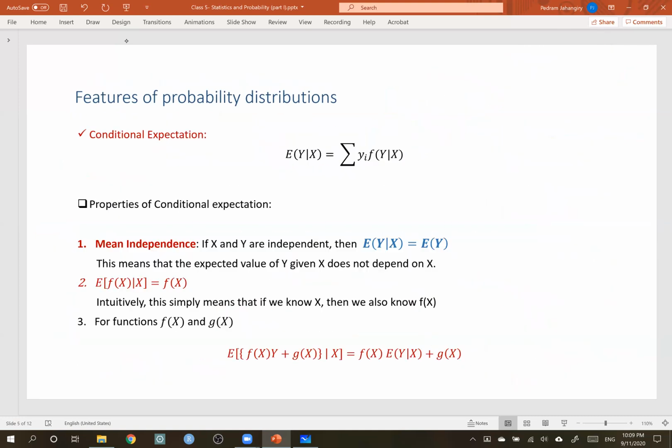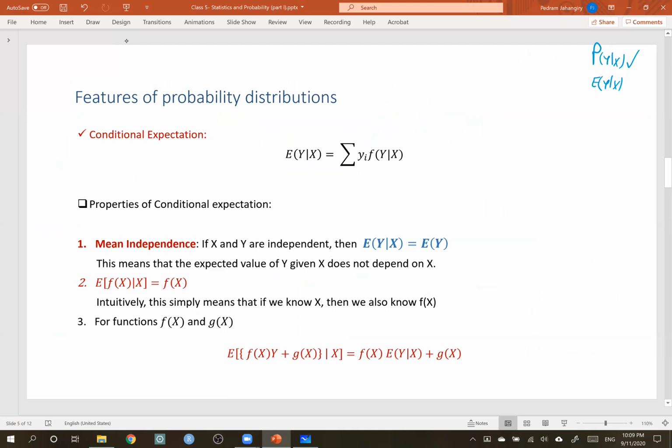Okay, now we know what is the definition of expected value and the properties of expected value. Let's talk about the conditional expectation. Remember, we know what is conditional probability. Now it's time for learning what is conditional expectation.